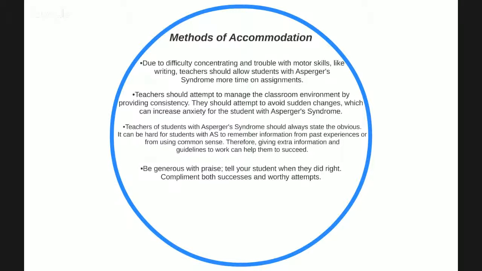Teachers of students with Asperger's syndrome should always state the obvious. It can be hard for students with AS to remember information from past experiences or based on their common sense. Therefore, giving extra information and guidelines to work can help them succeed. And as with all students, be generous with praise. Tell your students what they did right. Using what they did right as a matter of correction rather than focusing on the negative helps them show when they're doing right and helps them build up their confidence.